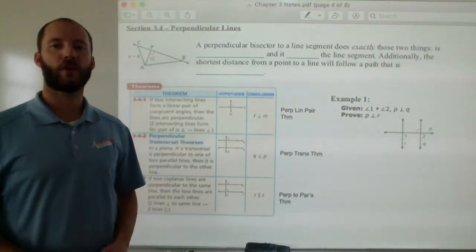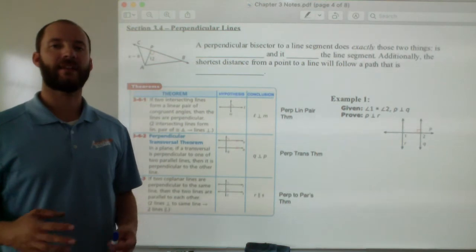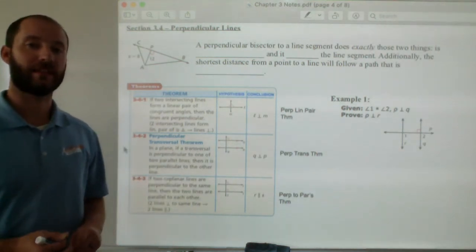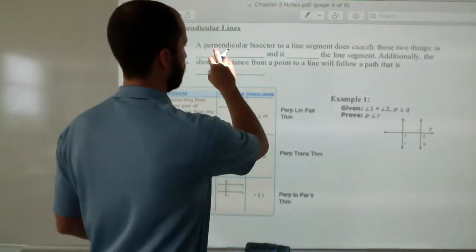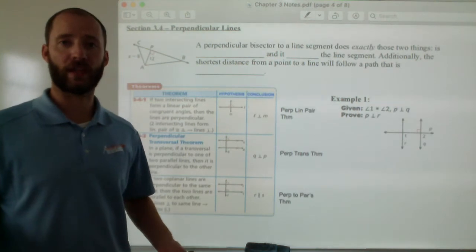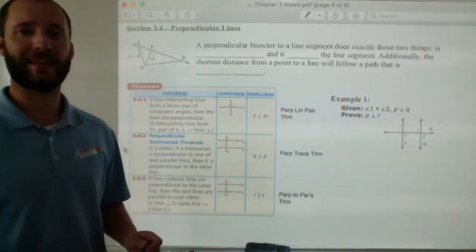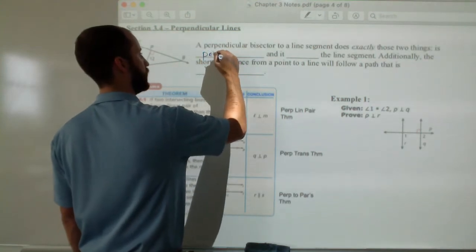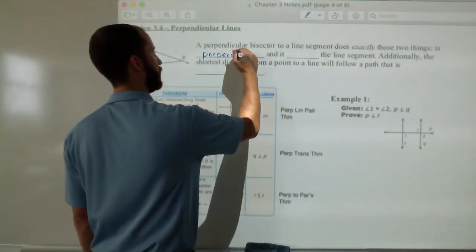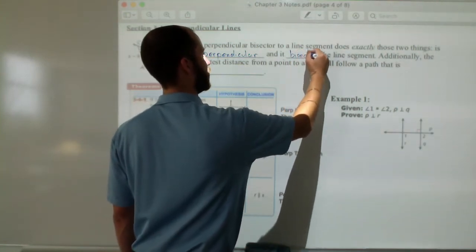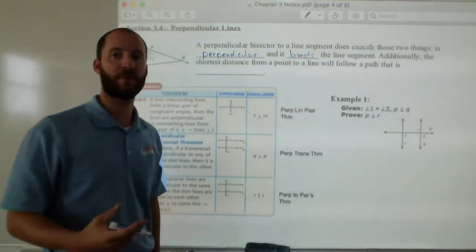Section 3.4, perpendicular lines. So looking particularly at lines that intersect at 90 degrees. We're going to take a little bit of a detour to look at this a little more in depth. Now, a perpendicular bisector to a line segment does exactly those two things, okay? They're not trying to hide anything or make it ambiguous. It's perpendicular, so it intersects at a 90-degree angle, and it bisects, or cuts into two congruent pieces.